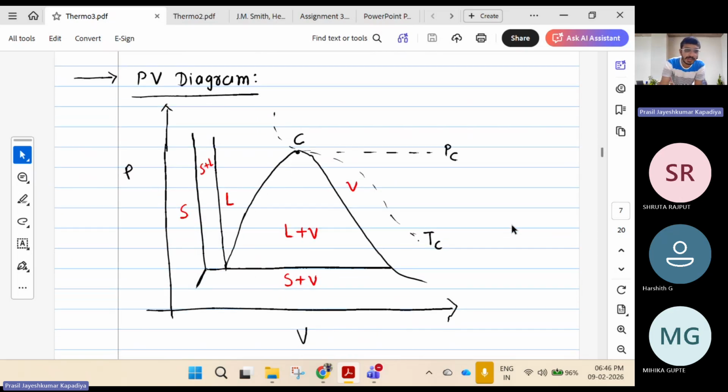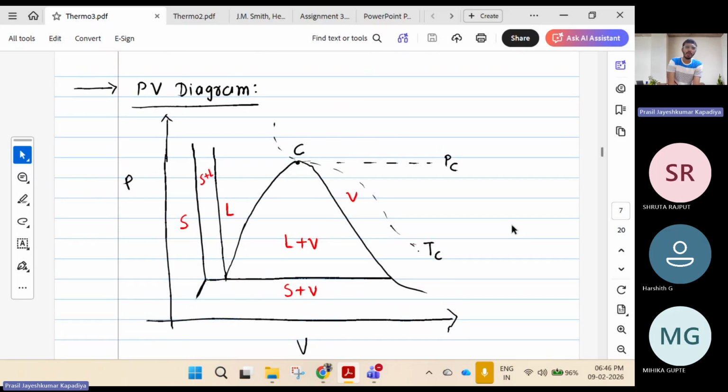Now let's move to the PV diagram. What does the PV diagram say? PV diagram means pressure and volume diagram. So what happens for a solid? If I increase the pressure, what is going to happen for a solid? Is the volume going to change for a solid?